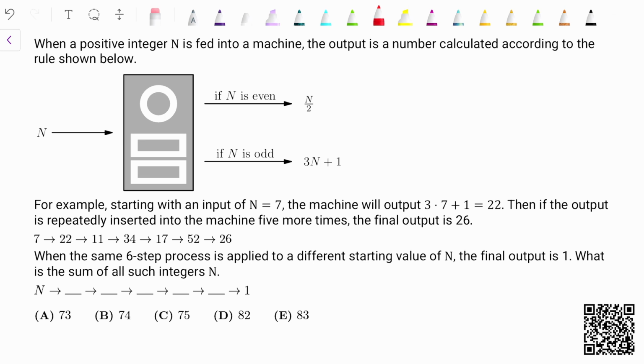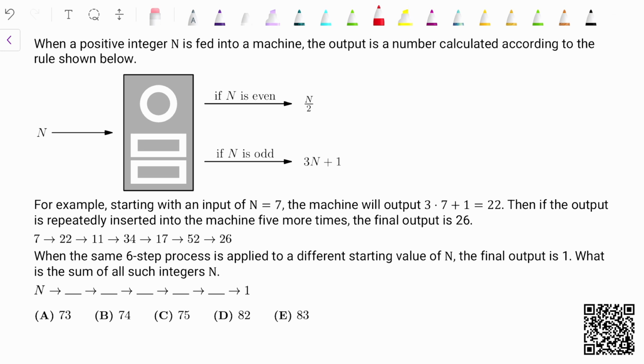Anyway. For example, starting with an input of n equals 7, the machine will output 3 times 7 plus 1, which is 22. Then if the output is repeatedly inserted in the machine, one more time, the final output is 26, as shown. When the same 6-step process is applied to a different starting value of n, the final output is 1. What is the sum of all such integers n?